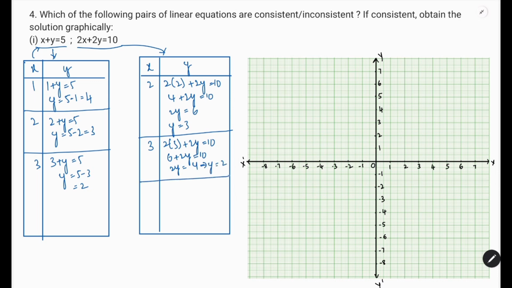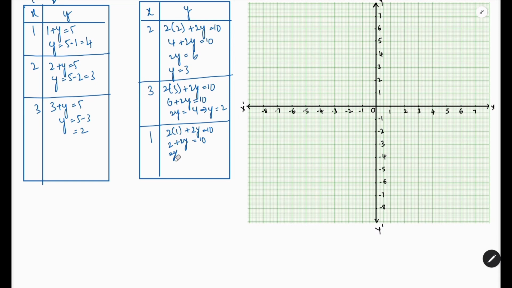Okay, if x equal to 1, it is 2 into 1 plus 2y equal to 10. Okay, 2 plus 2y equal to 10. 2y equal to 10 minus 2 equal to 8. So y equal to 8 by 2 equal to 4.